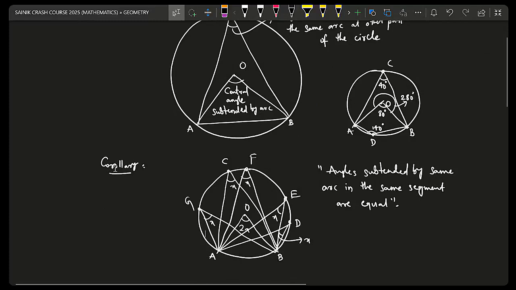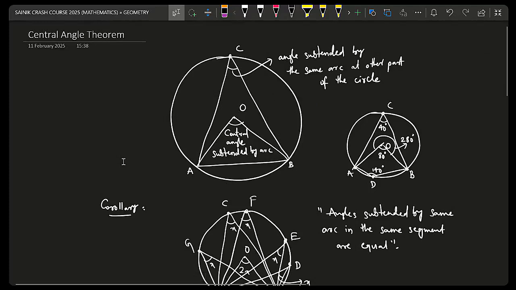So based on this, we are going to solve some questions. But before going to solve questions, any doubts in these two statements you can ask. Any doubts?